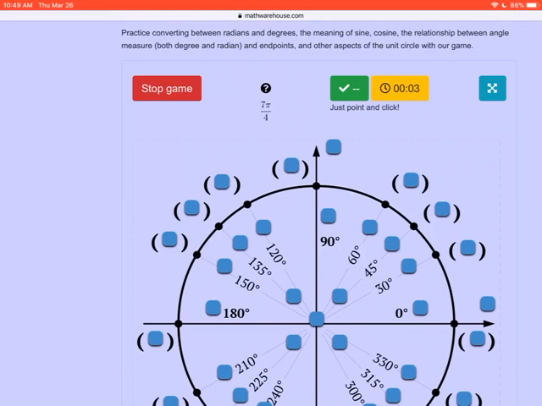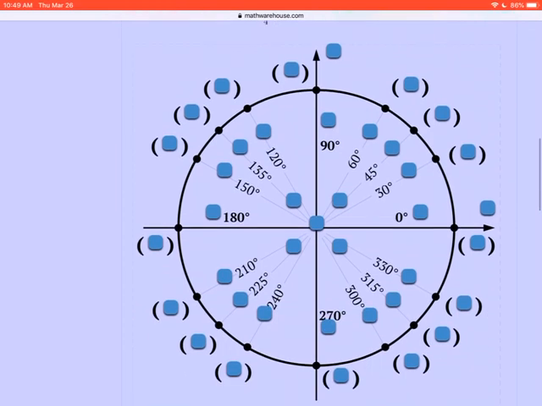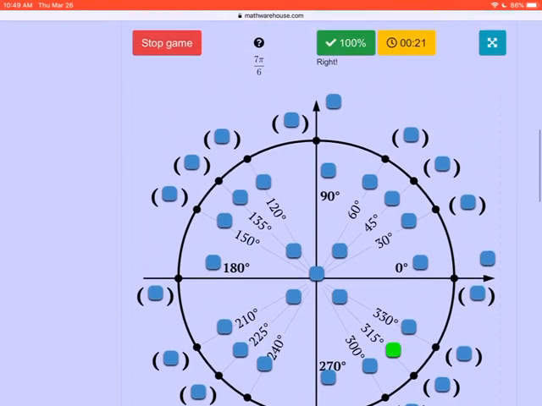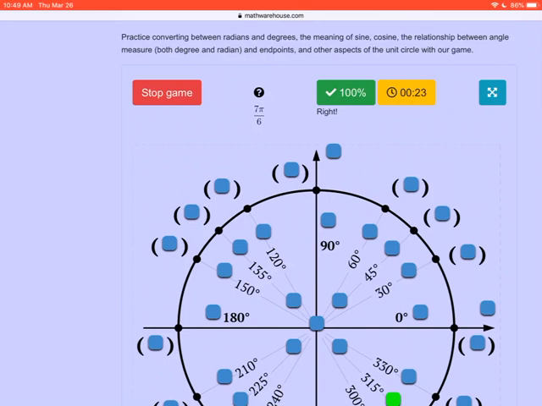For instance, the starting point for my game says, where is 7 pi over 4? So you're thinking to yourself, I know at 180 degrees, that's 4 pi over 4. So then I have 5 pi over 4, 6 pi over 4, 7 pi over 4 is here. If you get it right, it's green, and then it moves on. Where's 7 pi over 6? There are some weird questions, so you have to mess with it a little bit, but I would take advantage of this because it's going to really help you memorize where things are.